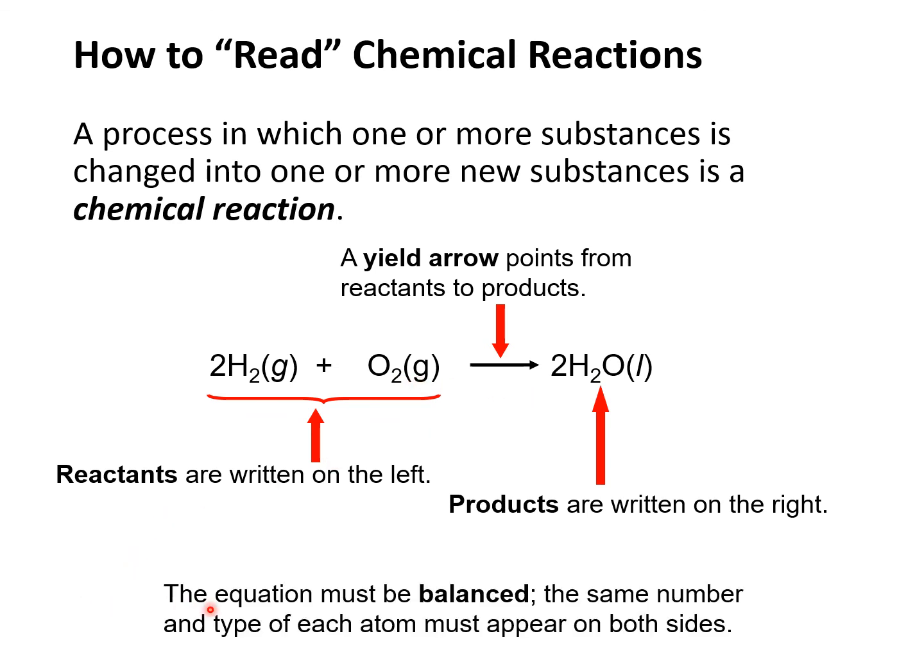Now, it's important to remember that chemical reactions must always be balanced. In other words, the same number and type of each atom must appear on both sides of the reaction. The reactants are located on the left-hand side, and the products are located on the right-hand side. In this case, we have 2 times 2 equals 4 hydrogens on the left-hand side and 4 hydrogens on the right-hand side. We also have 2 oxygens on the left-hand side, and we have 2 oxygens on the right-hand side. Therefore, this reaction is balanced.